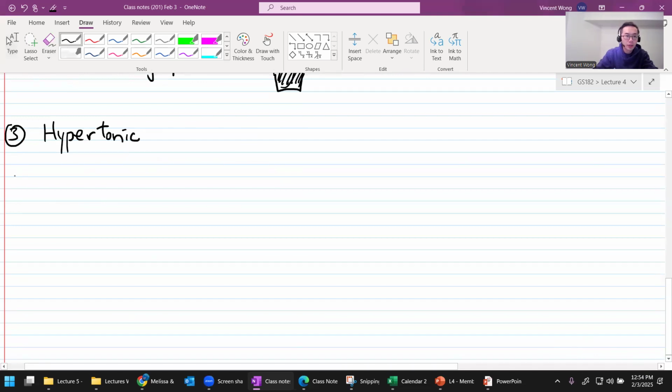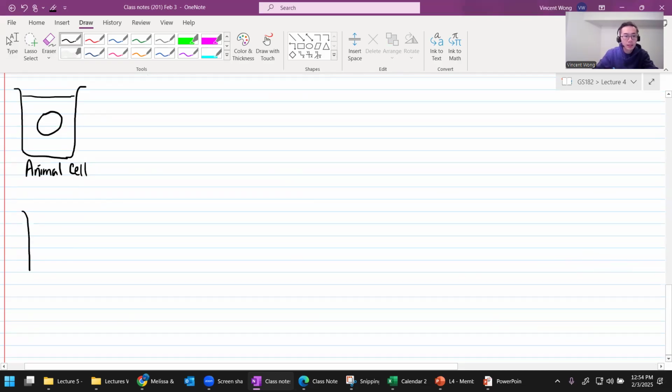Well, we're gonna draw our nice beaker right here. We're gonna put the cell in like before, animal cell. You cannot see a cell without a microscope, so this is just an illustration. There is our plant cell again.